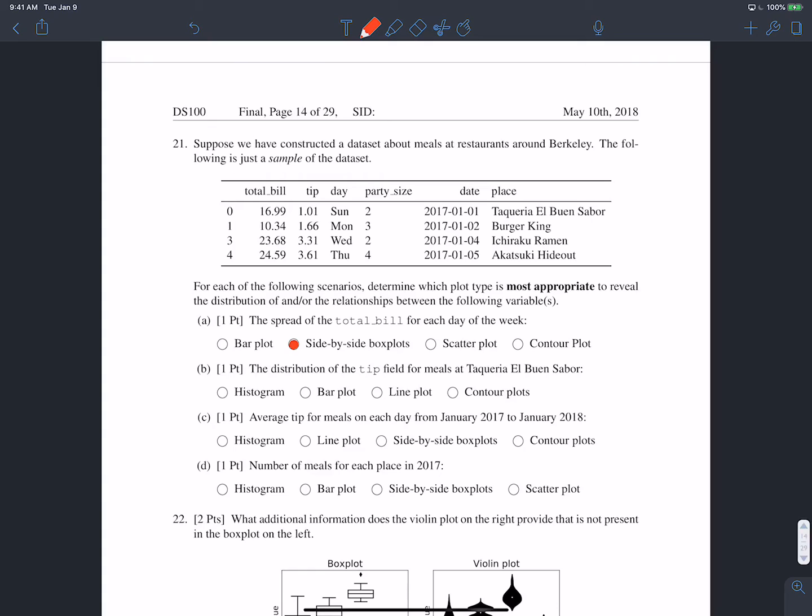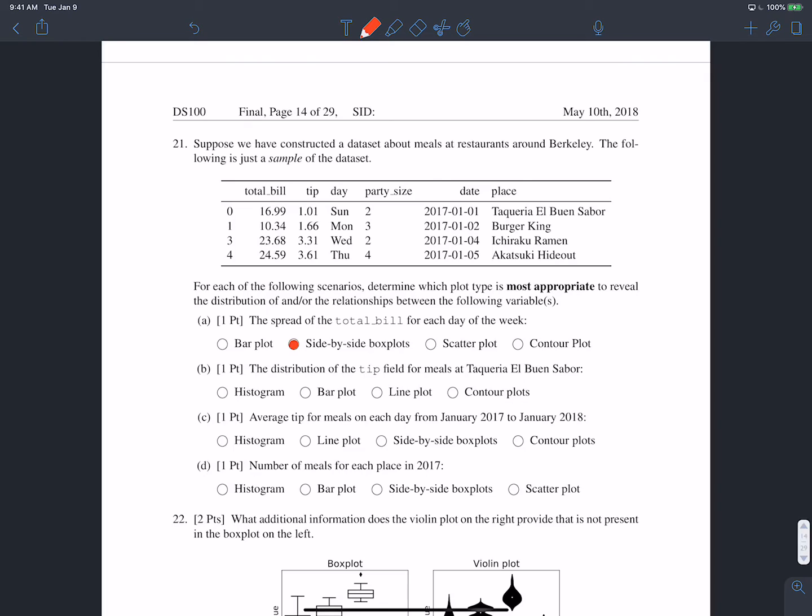Whereas if we use a bar plot, we'd only be able to plot, let's say, the average of the total bill for each day of the week. And a scatter plot doesn't really make sense because for a scatter plot, you need 2 continuous variables, but here we have 1 continuous variable and 1 category, and a contour plot doesn't really make sense here.